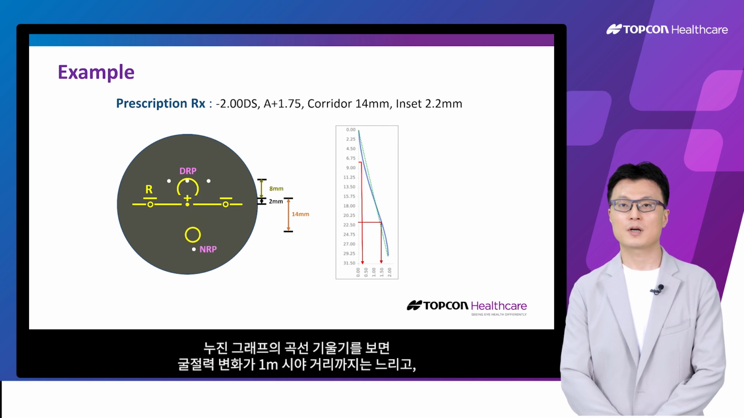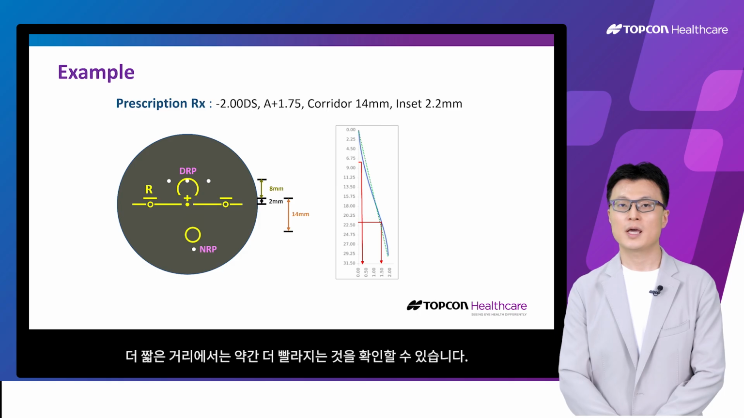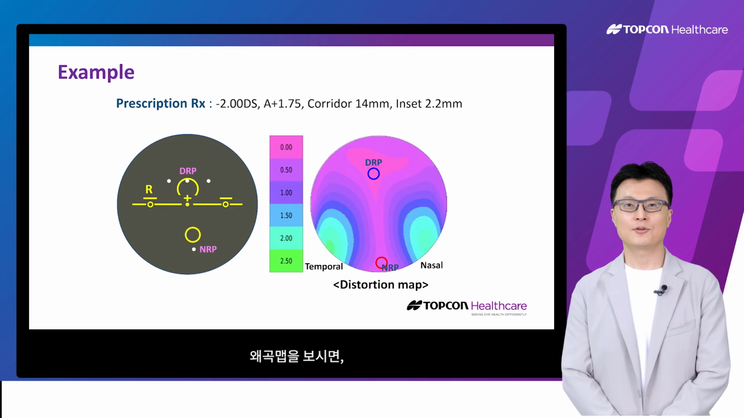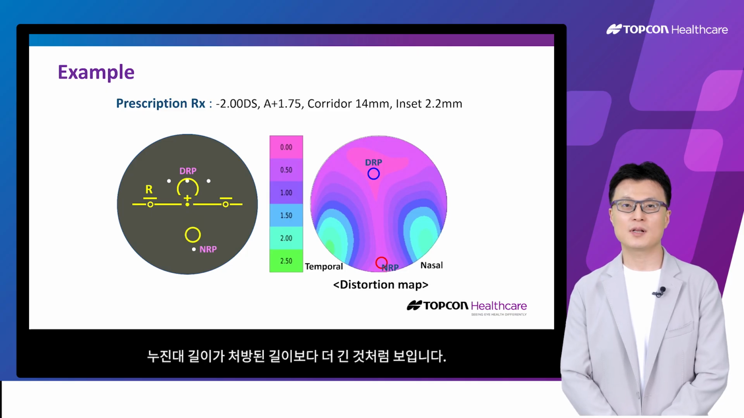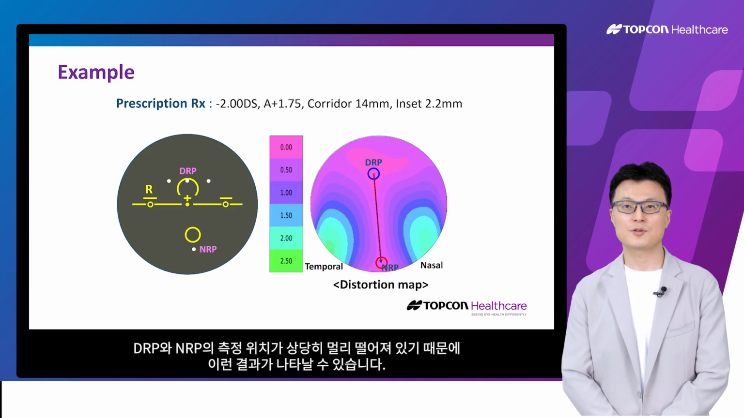Looking at the slope of the curve in the progressive graph, the change in refractive power is slow up to a viewing distance of 1 meter, and it becomes slightly faster at shorter distances. Looking at the distortion map, it seems like the corridor length is longer than what was prescribed. This is because the measured locations of the DRP and NRP are quite far apart.